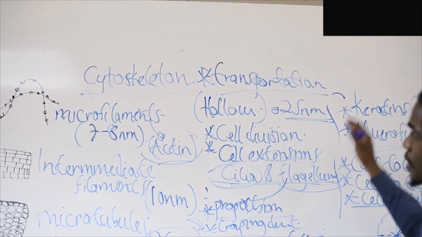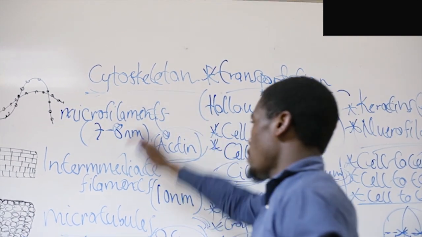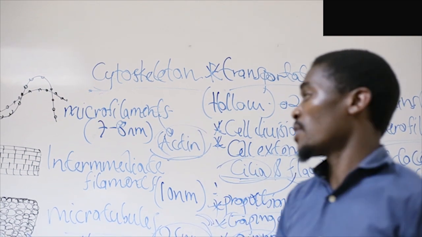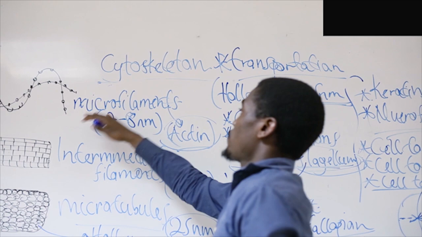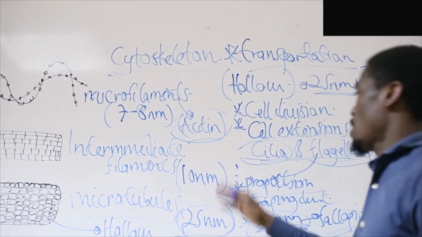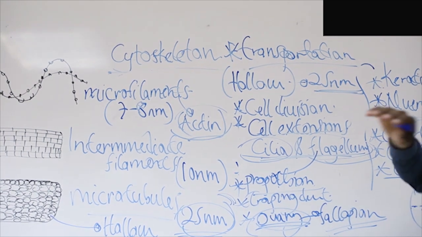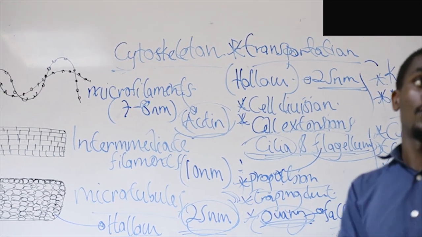So this is it basically with our cytoskeleton. The microfilaments, the intermediate filaments, and the microtubules. Size ranges, size differs: 7 to 8 nanometers for microfilaments, 10 nanometers for intermediate, and 25 for microtubules. Then the functions as we've listed. So that is it with the cytoskeleton.